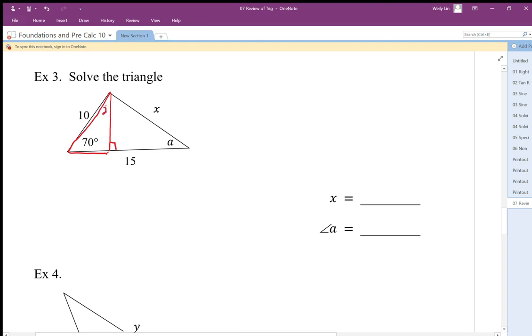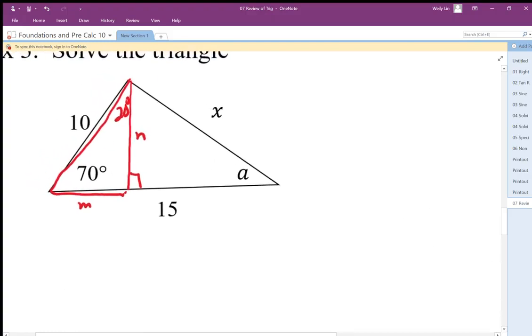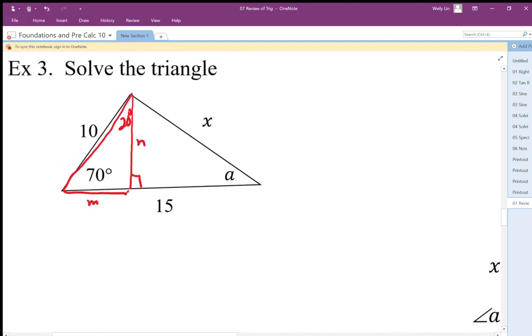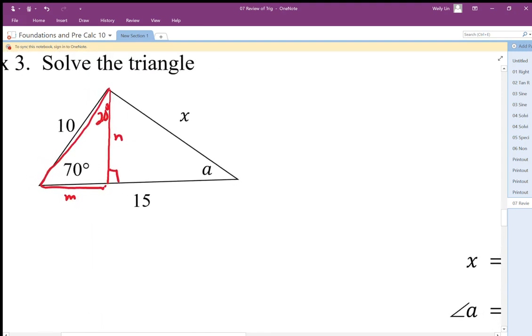So I'm just going to fill in the angle that I know right now. That's 20 degrees. And we're going to solve for these two sides. I'm going to call them M and N. Zoom in a little bit so we can see better. I'm going to start by solving for that vertical line, what we call the altitude, because that's really the key piece in this triangle.